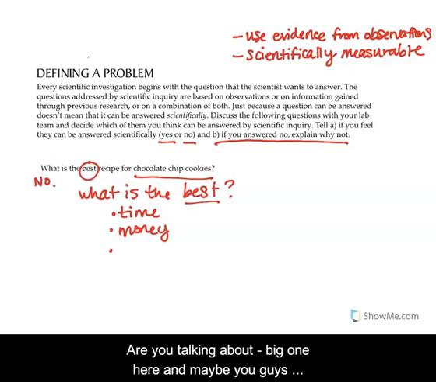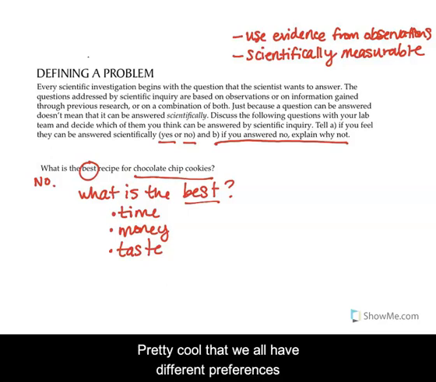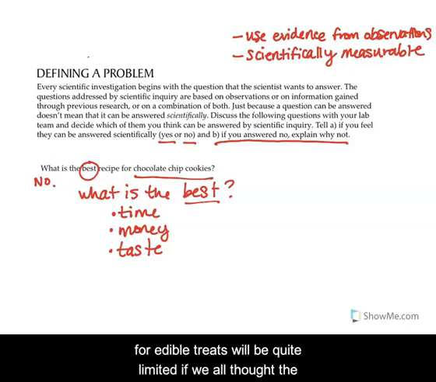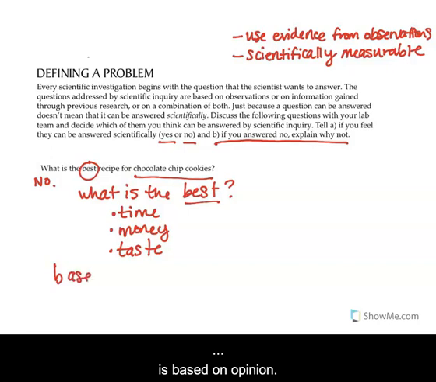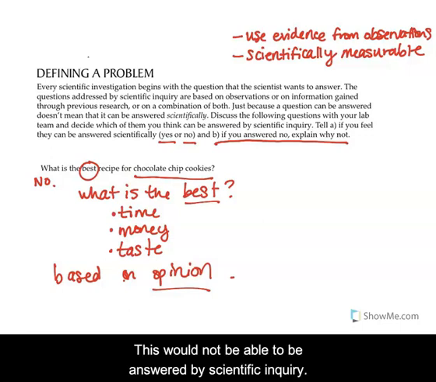Are you talking about, big one here, maybe you guys can think of the next factor, taste. We all have different preferences. Pretty cool that we all have different preferences. Otherwise, options out there for edible treats would be quite limited if we all thought the best chocolate chip cookie existed. We all have different tastes. The best recipe, it sounds like, is based on opinion. And when something's based on opinion, you cannot answer it by science. It's not scientifically measurable. This would not be able to be answered by a scientific inquiry.